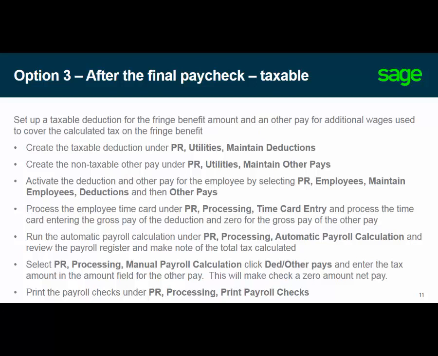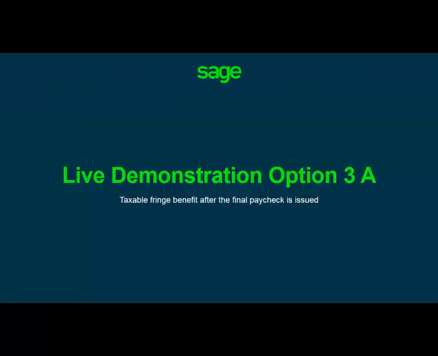You're going to run the automatic payroll calculation, review the payroll register, and make note of the total tax calculated. Then you're going to go into the manual payroll calculation, click deductions and other pays, and enter the tax amount in the amount field for the other pay. This will make the check a zero amount net pay, and then you will go ahead and print your payroll check. Now let's go ahead and take a look at a live demonstration on how to do a taxable fringe benefit after the final paycheck is issued.